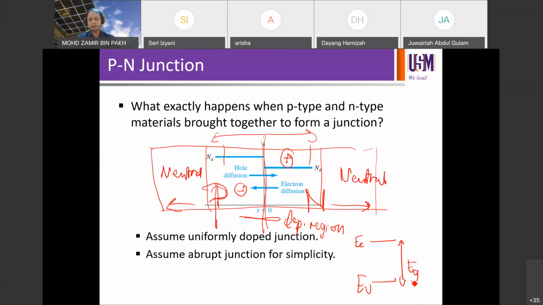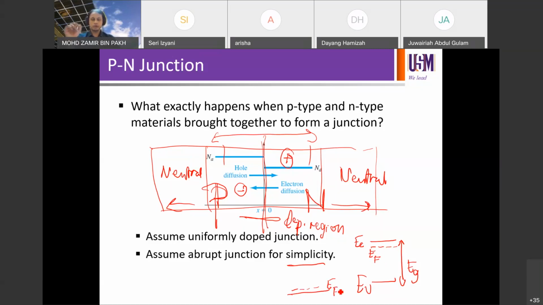Before this, we learned that when you talk about n-type semiconductor, you're going to have a band diagram like this, right? Fermi level close to the conduction band edge. On the other hand, if you talk about p-type, we're going to have EF close to VB or EV, right?